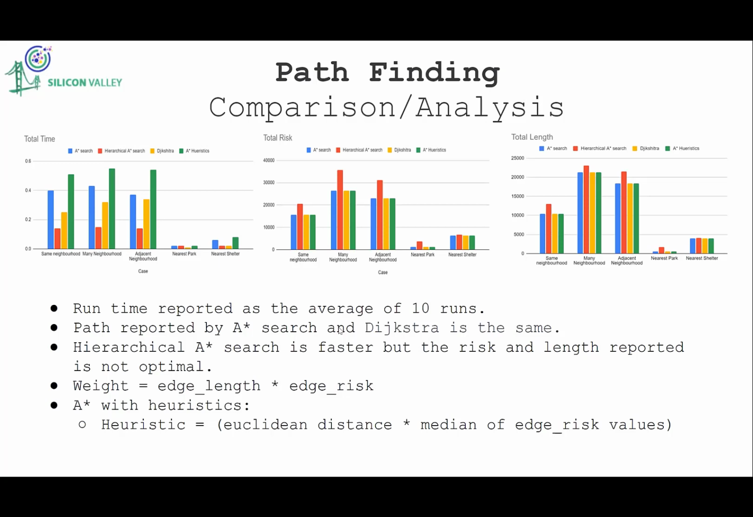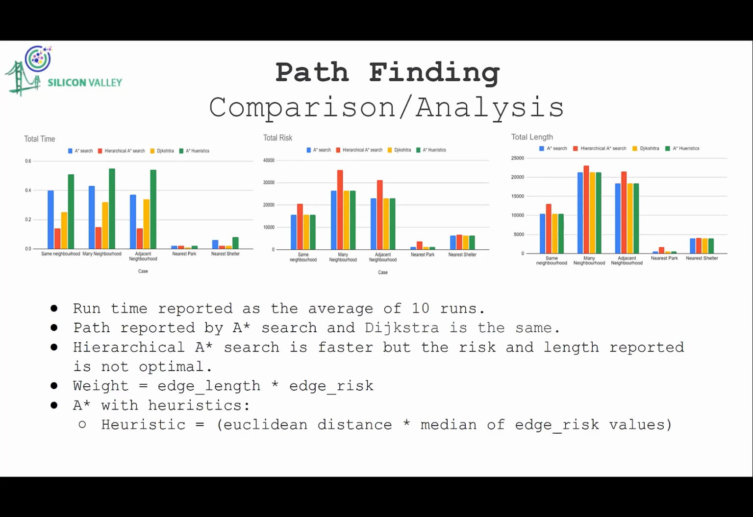And the next one is a comparison of all the algorithms that we have used. We have compared the algorithms in terms of the total time, total risk, as well as the total length. If you look at the total time, we could see that hierarchical A-star search is always giving the best results. Our main motive in doing the hierarchical A-star search was to reduce the runtime, and we have achieved it. If we look at the other 2 factors, it's A-star search and Dijkstra which are performing well. They are giving the least risk as well as the least length, but hierarchical A-star search is not able to give the optimal results, though it is giving a near optimal result.